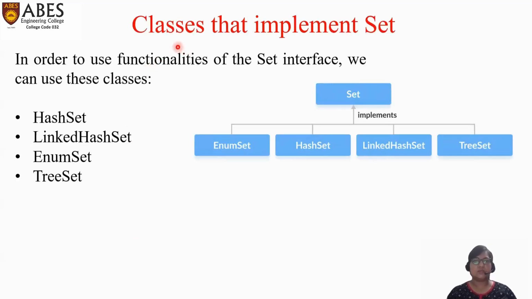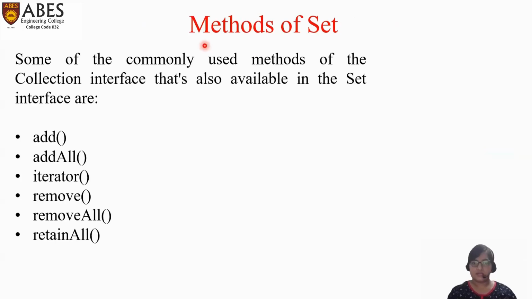Let's discuss the different classes with the help of which Set will be implemented. Here, this diagram shows Set. Set will be implemented with the help of different classes, and here EnumSet, HashSet, LinkedHashSet, and TreeSet implement the Set interface in our Java collection framework. Let's move forward.